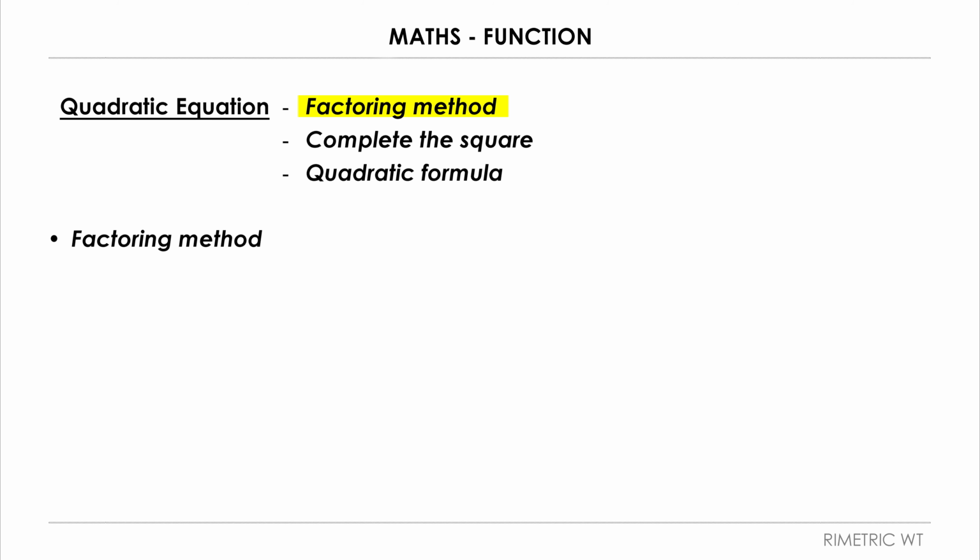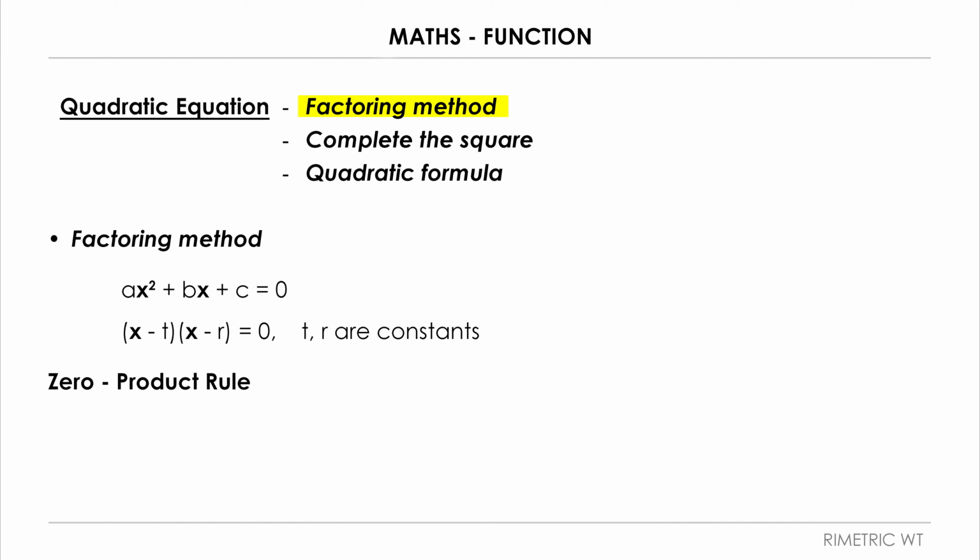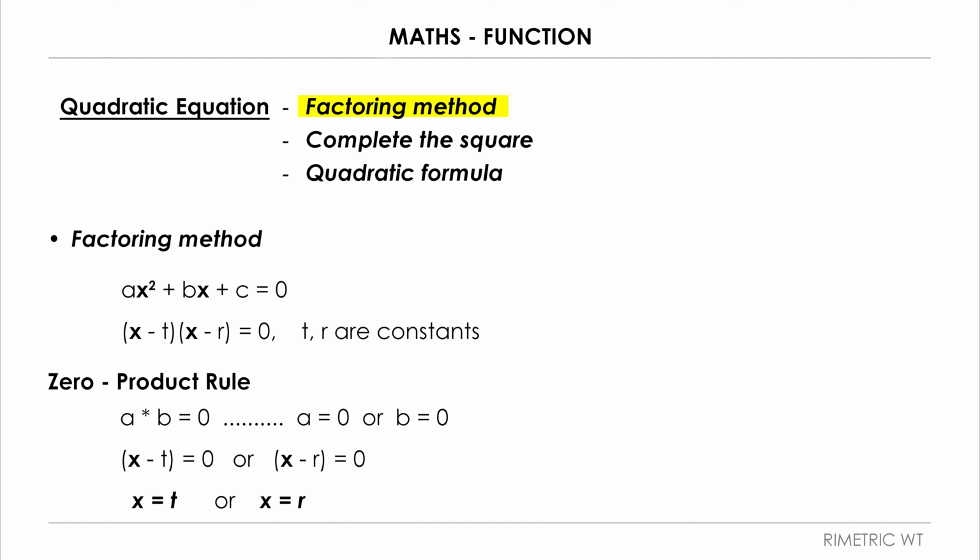The first one is the factoring method, and this can only be applied if the quadratic equation can be factored, which means whether we can express ax squared plus bx plus c equals 0 into x minus t times x minus r equals 0 or not, where t and r are constant numbers. If it indeed can be factored, then we use the zero product rule, which states if a times b equals 0, then either a equals 0 or b equals 0. Therefore, x minus t equals 0 or x minus r equals 0, which leads to x being t or x is r. Let's see this with an example.